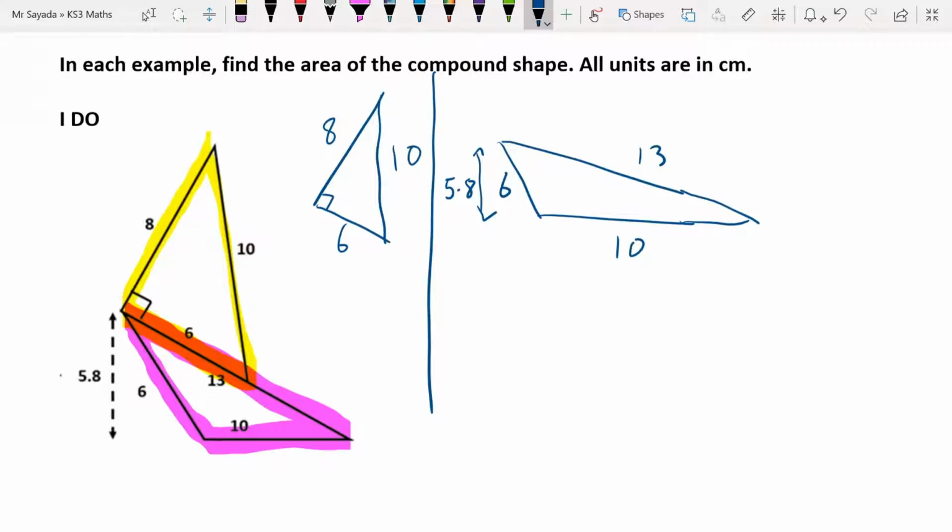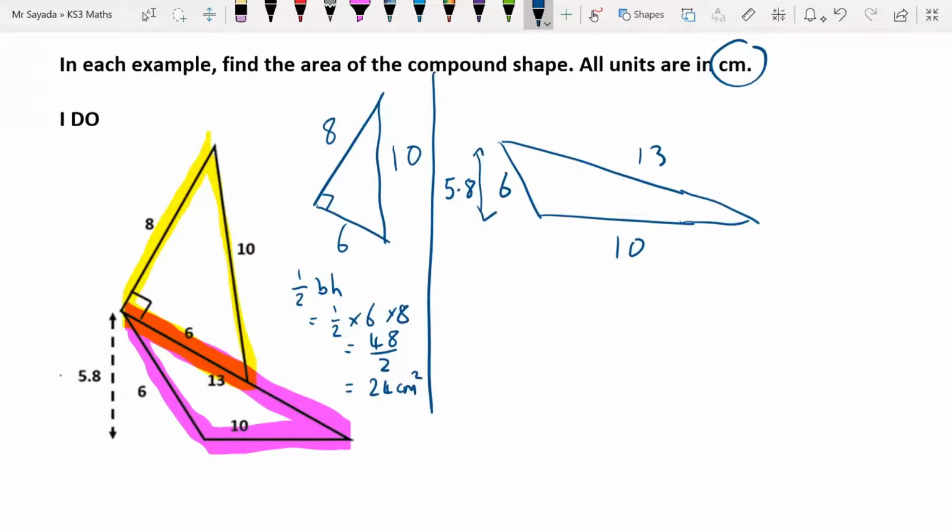So the area of this triangle will be half times base times height, which is half times 6 times 8. So it's 48 over 2, which is 24. It says all units are in centimeters, so it's 24 centimeters squared.